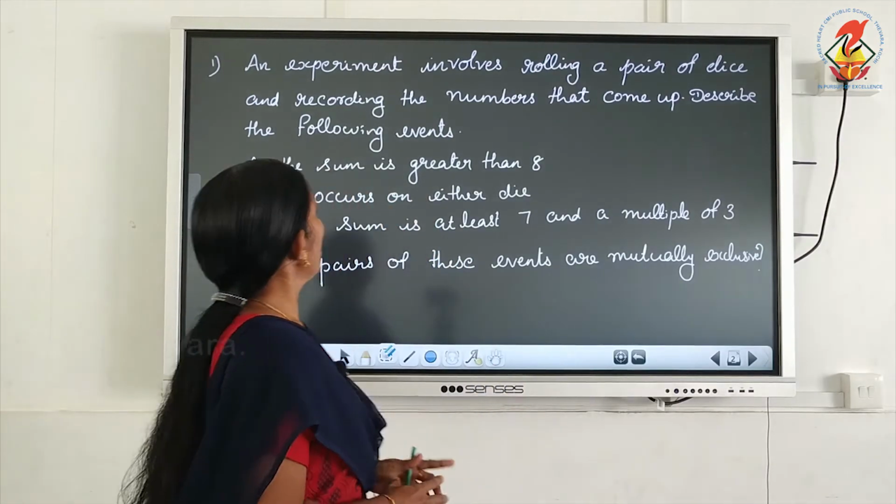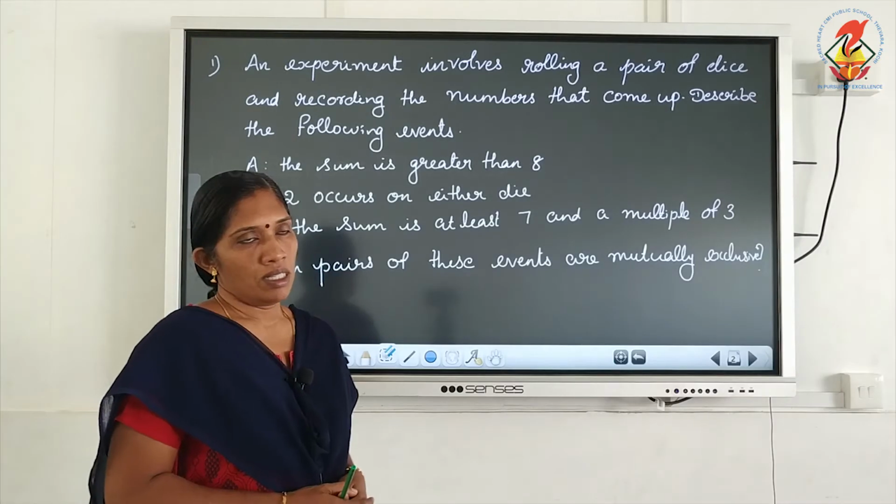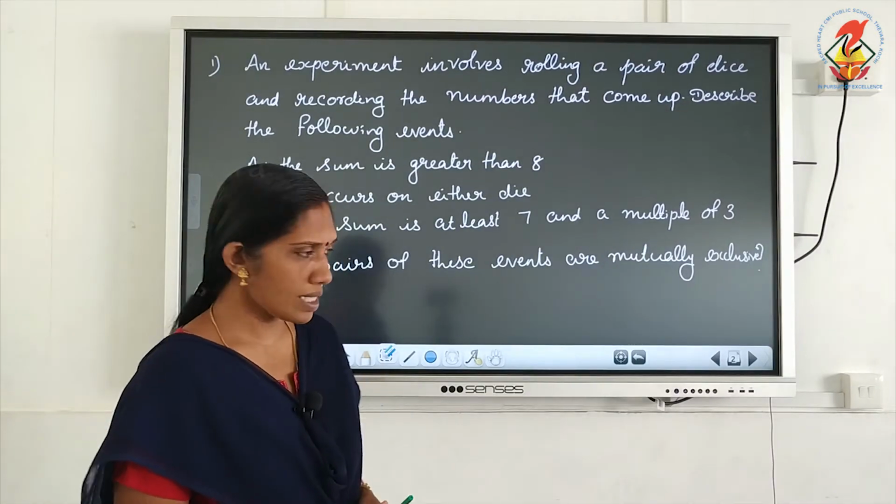Okay. So the first question: an experiment involves rolling a pair of dice and recording the numbers that come up. Describe the following events. A be the event, the sum is greater than 8. B be the event, 2 occurs on either die, and C, the sum is at least 7 and a multiple of 3. Which pairs of these events are mutually exclusive? So for this experiment, what is the experiment? Rolling a pair of dice. So you can write the sample space.